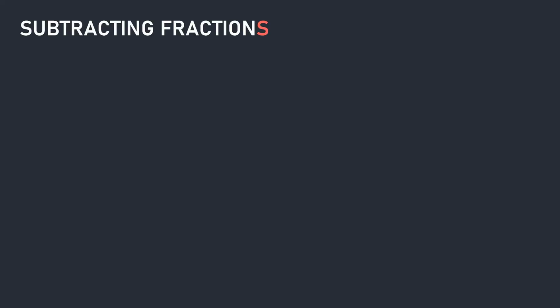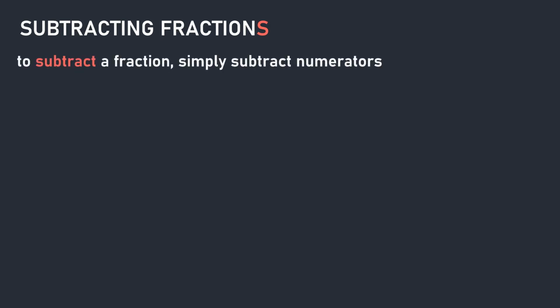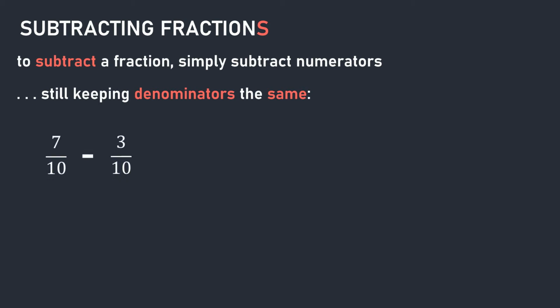Moving on to subtracting, we're applying the same logic as addition, except that we are subtracting the numerators. And once again, remember, this is still for the case when the denominators are the same. Let's look at an example. We have 7/10 minus 3/10. So we subtract the second numerator from the first numerator, aka 7 minus 3, and we get 4/10.